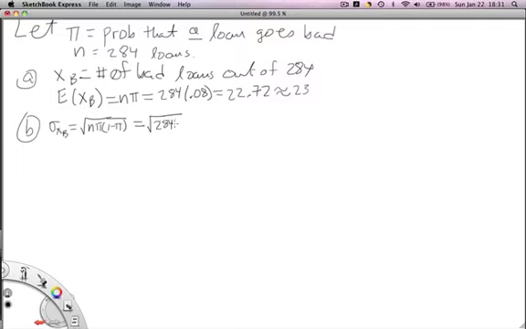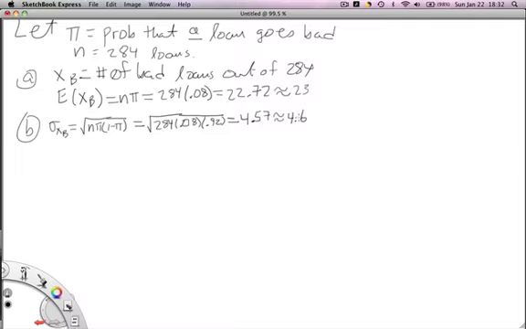So 284 times 0.08, and then 1 minus 0.08 is 0.92. I won't write the subtraction there, but 0.92 is 1 minus 0.08. And if you do the math, this works out to be about 4.57 something or other. And for the sake of the discussion, let's just call that 4.6.